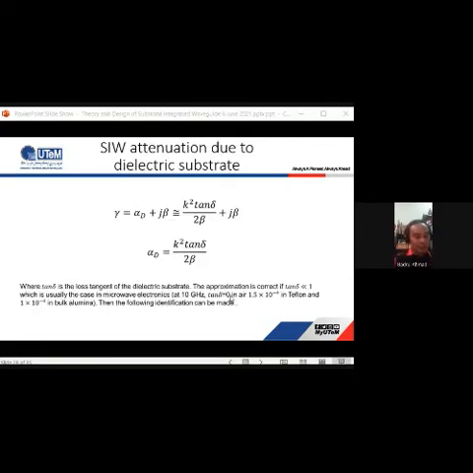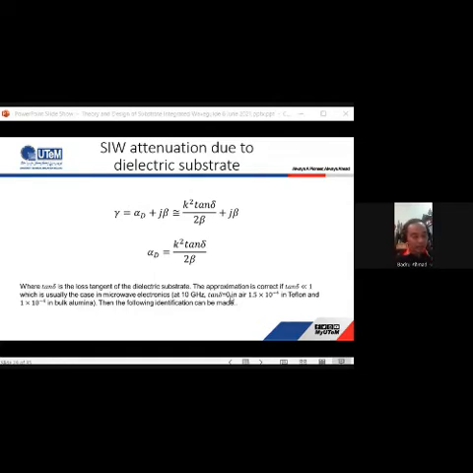The third one is the SIW attenuation due to the dielectric substrate, the attenuation due to the dielectric behavior. We can prove this by making the Taylor expansion of the product, which is the square root of a squared plus x squared, for x much bigger than a. The propagation constant is given by the equation on the slide, where tangent delta is the loss tangent of the dielectric substrate, and this approximation is correct if tangent delta is much smaller than 1.